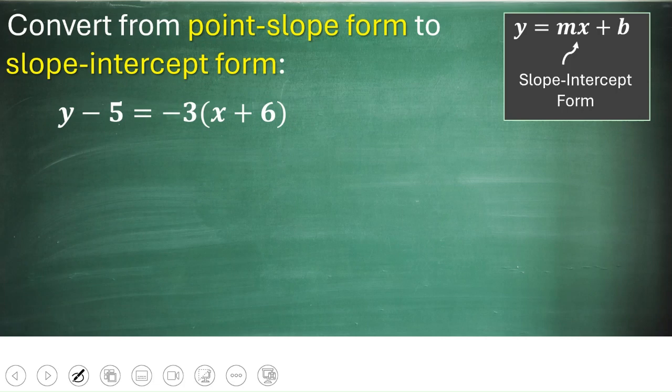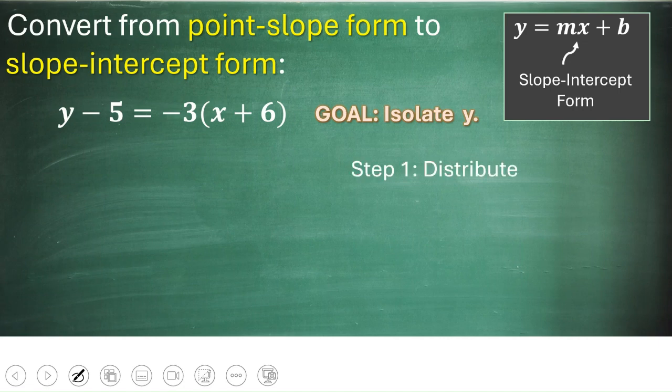So you'll notice that we are trying to get everything onto the right side of the equation, so y is by itself. So our ultimate goal is to isolate y. That's a fancy way of saying to get y on its own side of the equation. So our first step in isolating y is to distribute.